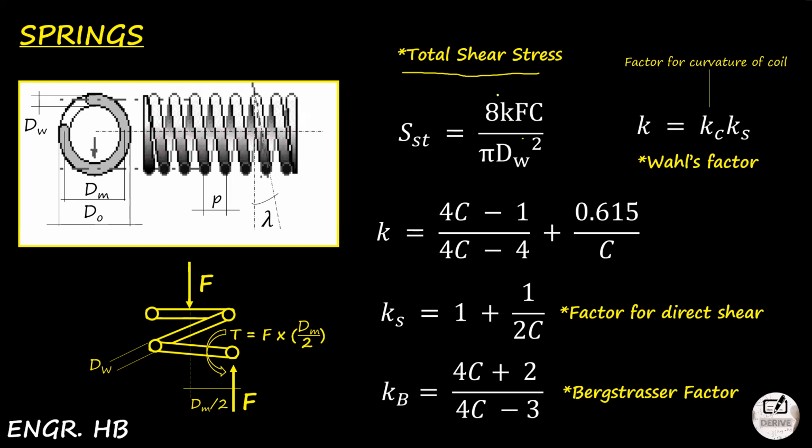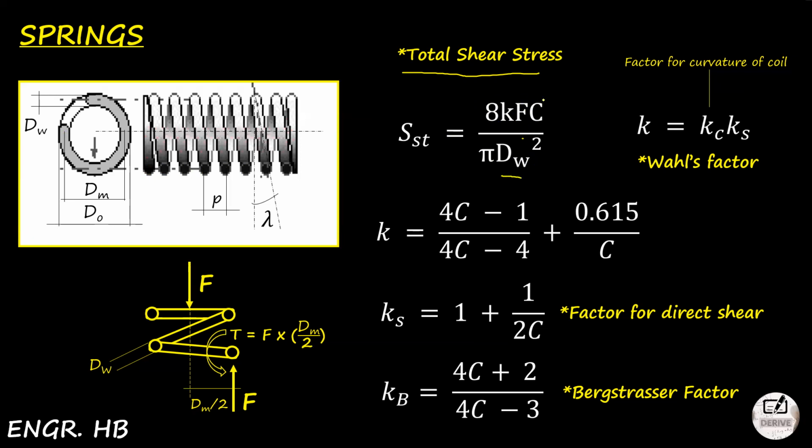So madaling tandaan, 8 KFC. Tapos may pi ka pang kakainin at may d squared ka pa sa ilalim. So bahala ka na paano mo tatandaan itong d squared sa ilalim. And your d squared, yung diameter na tinutukoy doon is wire diameter.